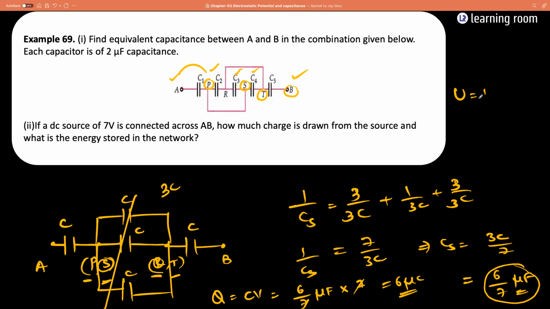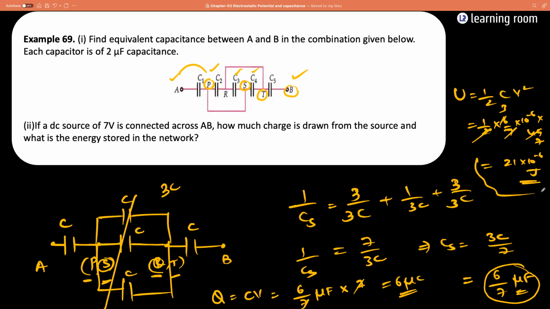Energy stored in the network, I will use the formula half CV square. Half into C is 657 into 10 power minus 6 into V square, which is 49. This and this will get cancelled. So 7 and this will get cancelled with P. So 7 into 3, 21, 21 into 10 power minus 6 joule. So this is going to be the energy stored in the network. Clear with this?